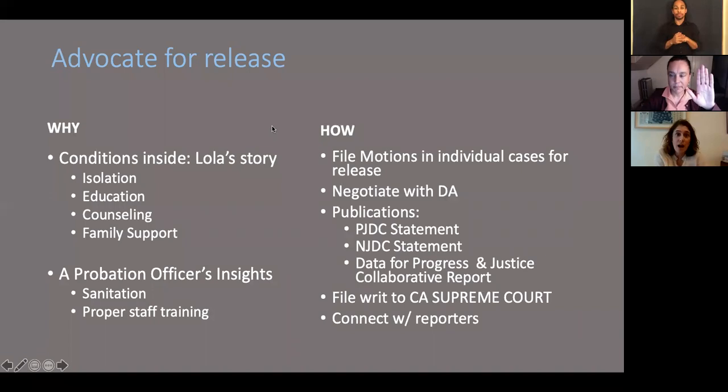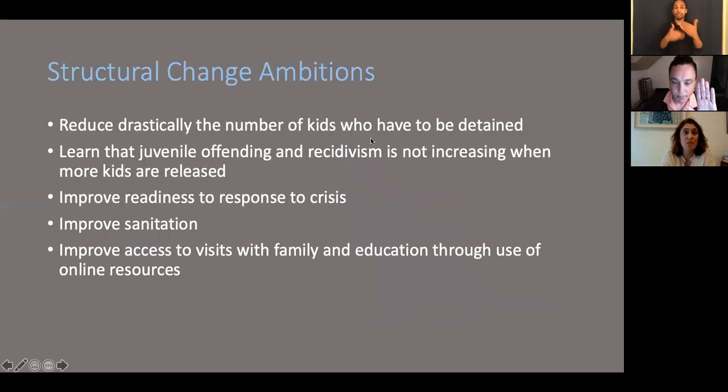In addition, we've addressed some larger issues. The California Supreme Court today accepted a petition to address the plight of all juveniles in Los Angeles who are detained and be able to review what some of the procedures are, because it's been extremely difficult to address the issues in a uniform way. So there are some hopes for structural change.